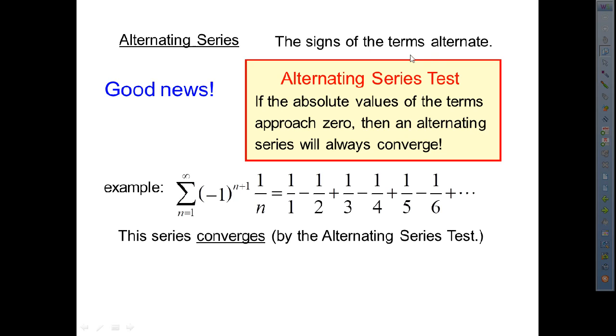And all we have to do is take the absolute value and prove that the terms approach 0. We don't have to prove that the series, the absolute value of the series, actually converges. As long as the limit of the terms approaches 0, then the alternating series is going to converge. So if we take the limit of 1 over n, it does approach 0. Therefore, this alternating series right here will converge.